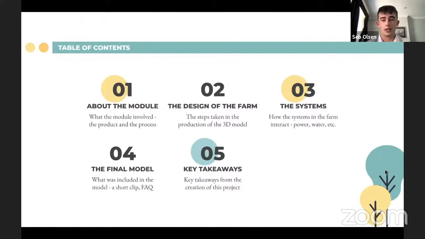Now here's a table of contents. We'll be exploring first what the module involved, second, the design of the farm, and then an analysis of the systems in the farm, the final model, and finally, some key takeaways.